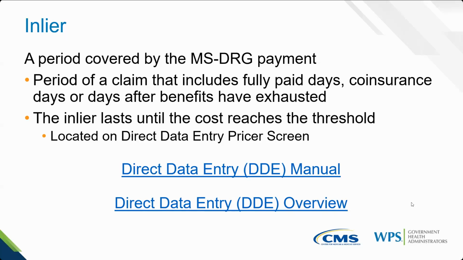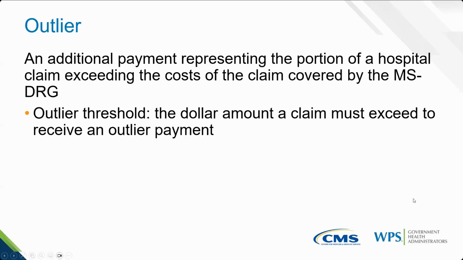Okay? Then we move on to the outliers. Now again, this is that additional payment representing the portion of the hospital claim exceeding the cost covered under the MSDRG. So the MSDRG is a standard formula that's going to pay you for the standard utilization based on the diagnosis codes. Once you reach the standard height level, the top level, now you're going to get an outlier payment. It's that extra money, that extra cost that you've incurred that Medicare didn't figure for.